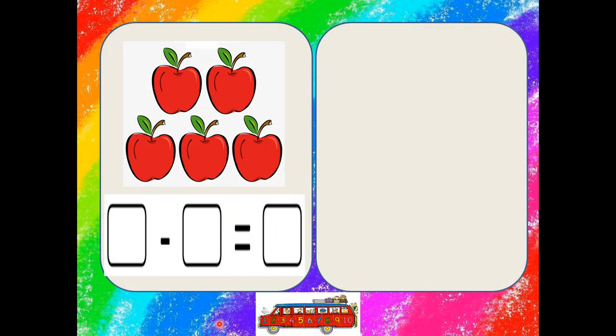So I have here an illustration, okay? So I have here, what's this? Do you know what fruit this is? Okay, these are apples. So can you help me count how many apples I have? Okay, let's count. We have 1, 2, 3, 4, 5. So I have 5 apples.